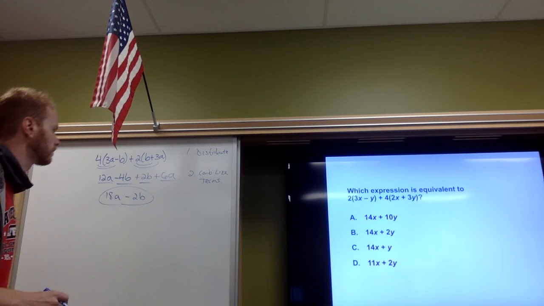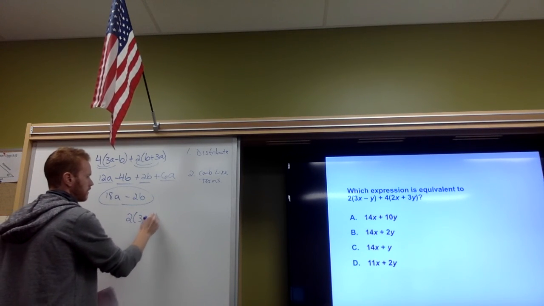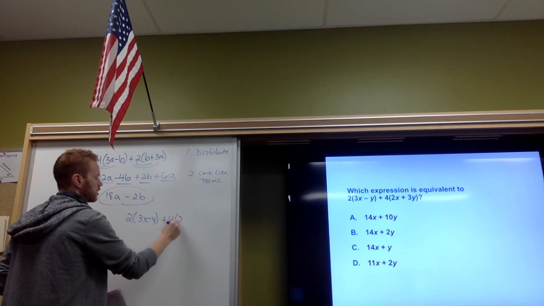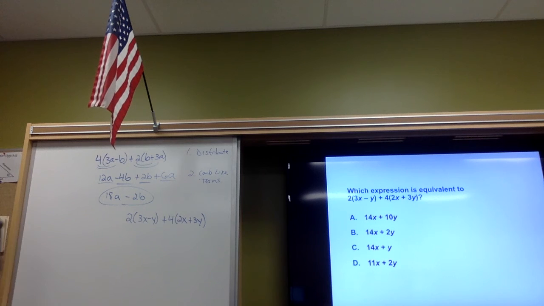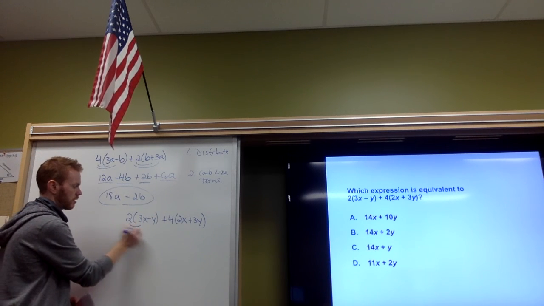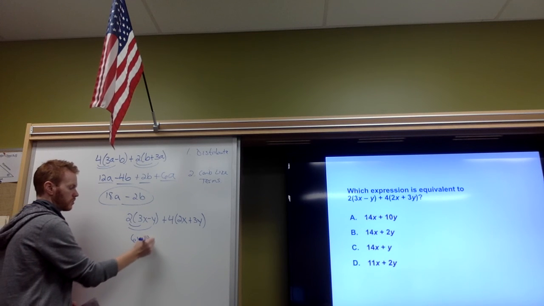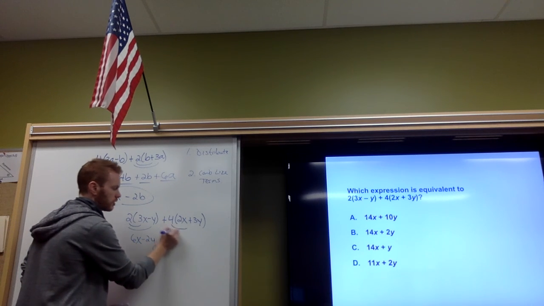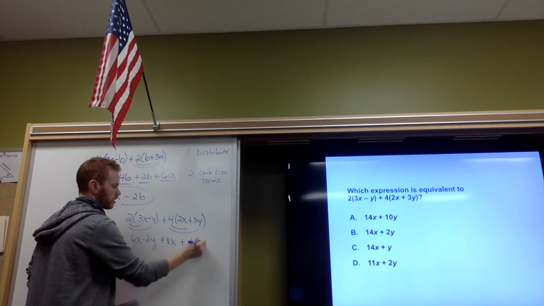Last one. It's multiple choice, so you can pause the video, solve it yourself. Okay. So let's see which one of these. I'm going to distribute the 2. So it'll be 6x minus 2y. Distribute the 4. I get 8x plus 12y.